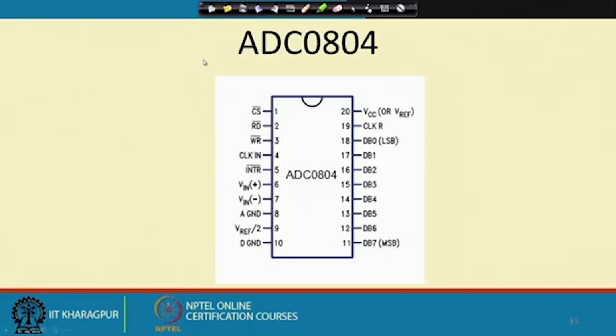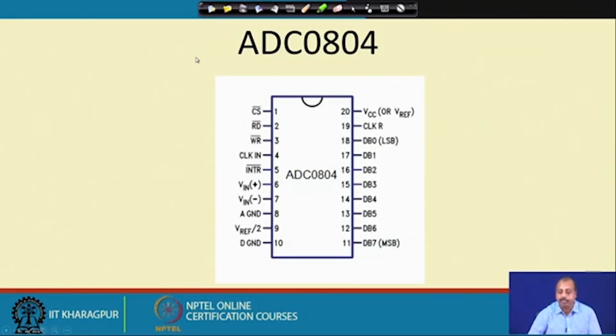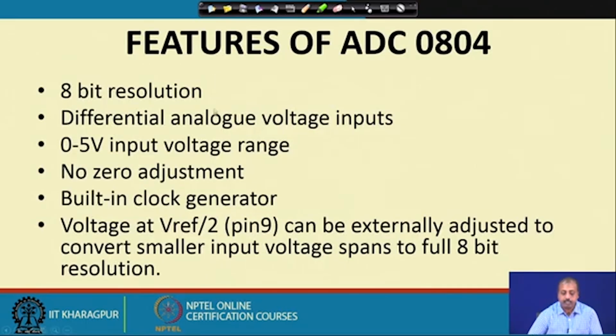So, this is one example ADC, ADC 0804. It has a number of pins, and we will see the names of these pins and their meaning in successive slides. This has 8-bit resolution, so n equals 8.